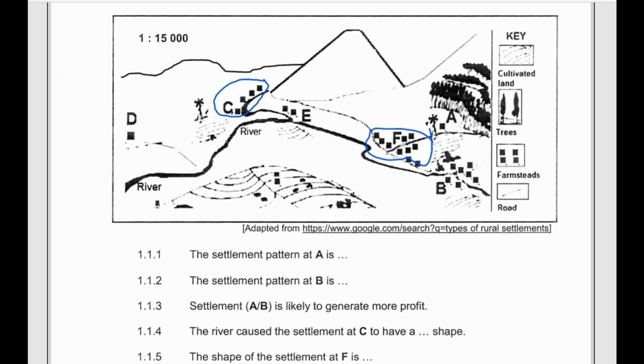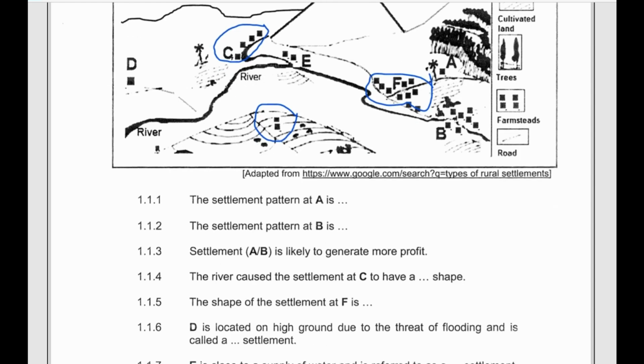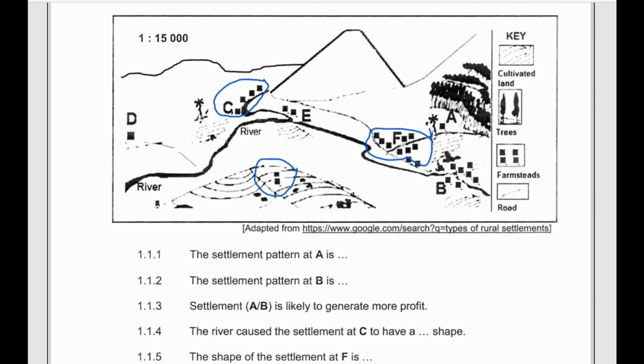And also, if we check this part here, you see that there is a farmstead in the midst of a big cultivated landscape. So basically, that is how we can interpret that illustration before we attempt the questions. However, let's proceed to check the questions that we have.